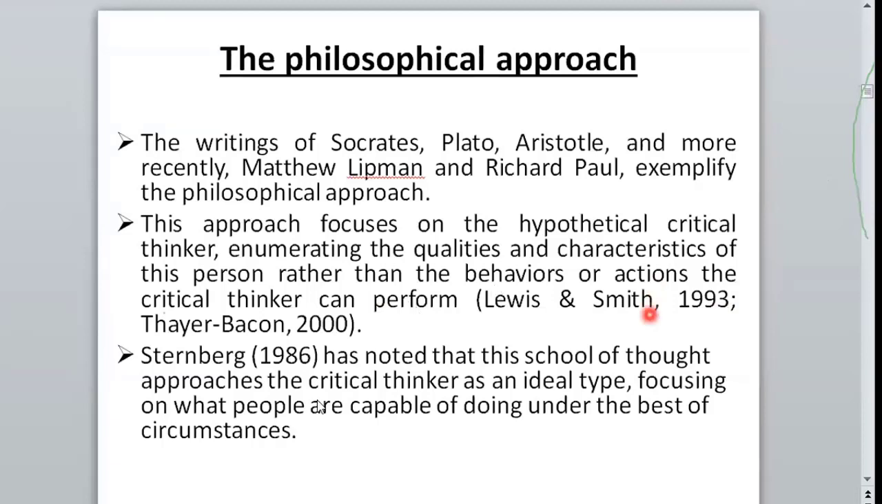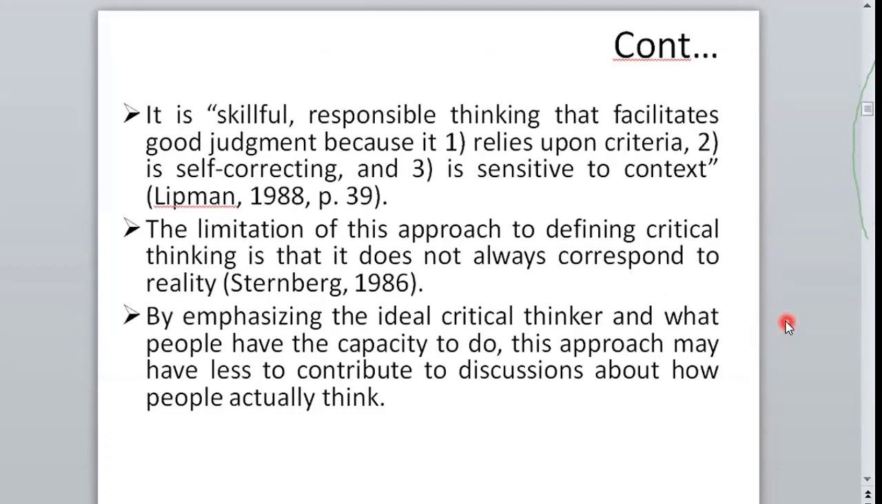according to these writers. And according to Sternberg in 1986, this school of thought, the philosophical approach, treats the critical thinker as an ideal type. It is not actual, it's an ideal, focusing on what people are capable of doing under their best circumstances. So this is an ideal, and it lists the characteristics and qualities of those philosophers. According to the philosophical approach, it is a skillful, reasonable thinking that facilitates good judgment.